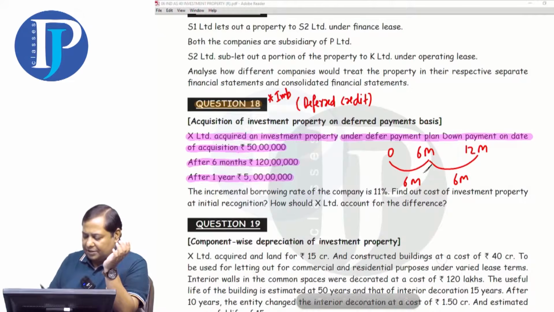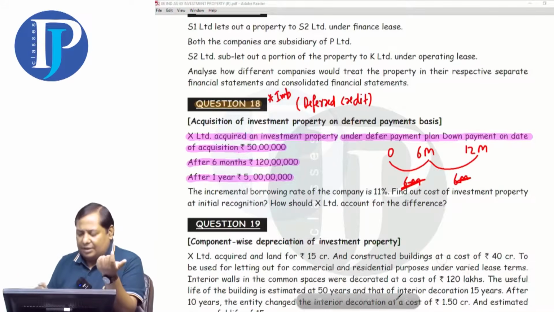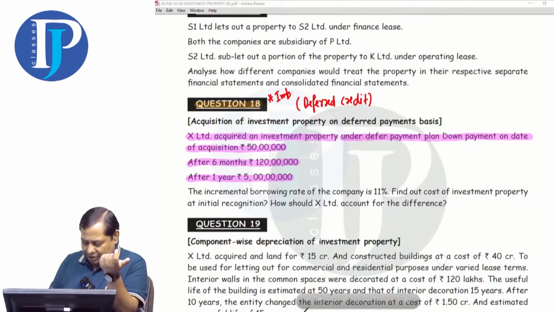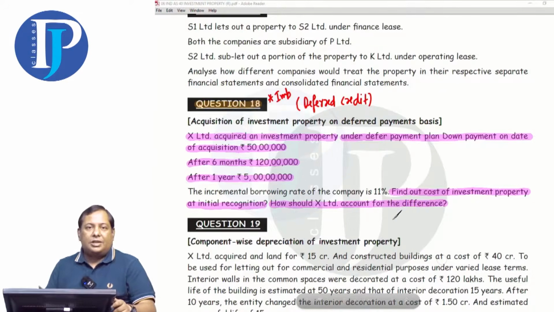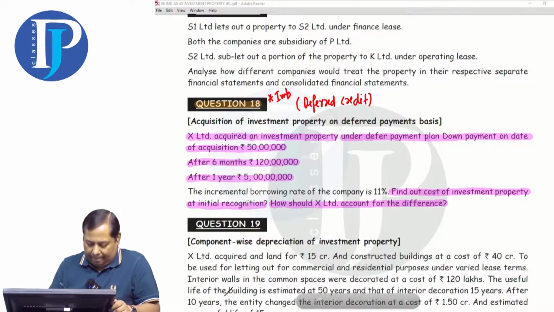The payments you have designed are for 6 months. If it was for 3 months, then quarterly rate. If 2 years, then double rate. If it was annual, then 11%. What is the question? It says find out the cost of the property at initial recognition, and how should X Limited account for the difference? I will show you how to do accounting for interest.